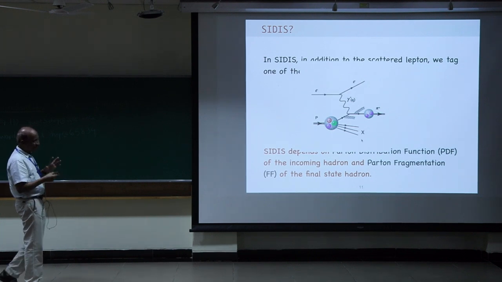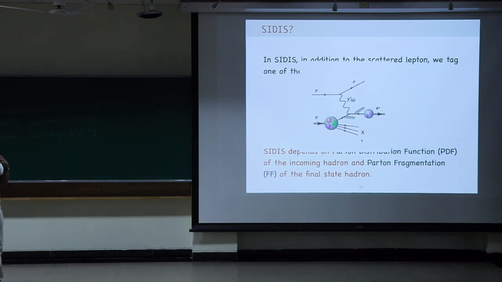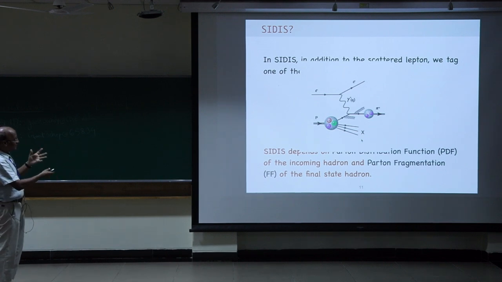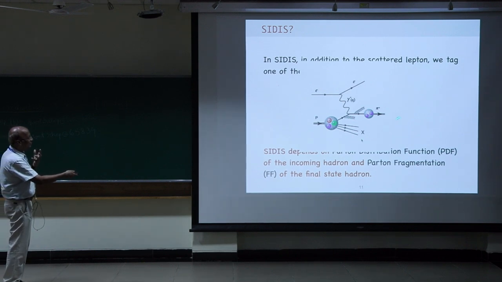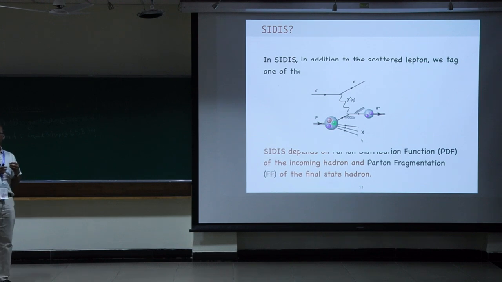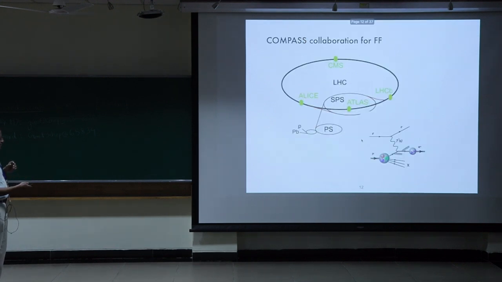So I'm going to talk about this process and what improvements you can make in order to make theoretical predictions as precise as possible, because this process can provide information about the parton distribution functions of the proton, and also fragmentation functions, how the final state quarks and gluons fragment into hadrons. So this is a kind of bonus where you have both together.